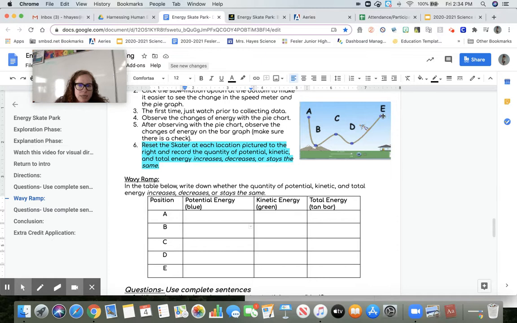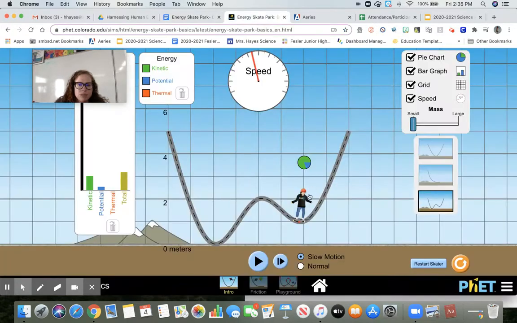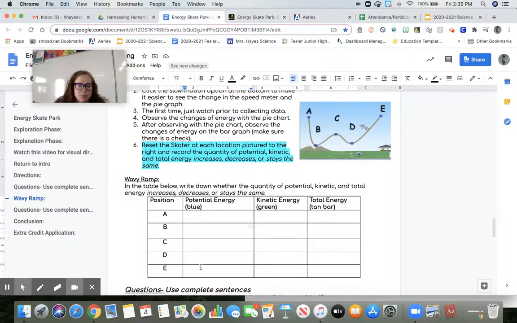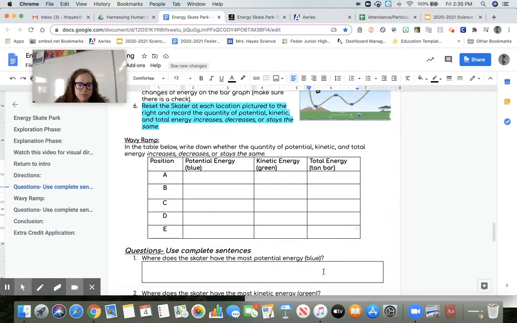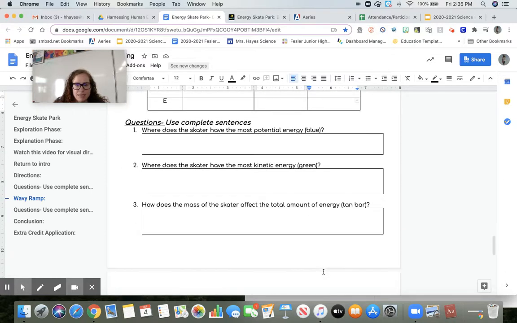Then the last point is at E. So I'm going to again pause it at the very top. So it was mostly green here, and now it's all blue. So what happened to the potential energy? Increase, decrease, or stay the same? What happened to kinetic? What happened to the total? I have the same questions here.